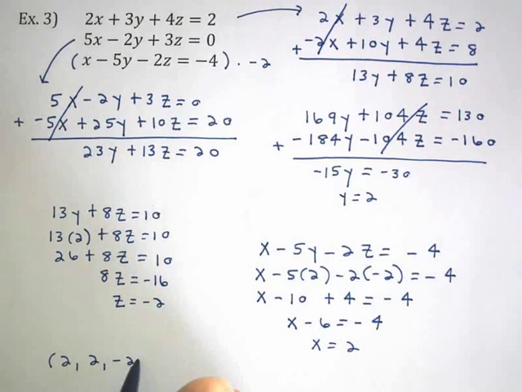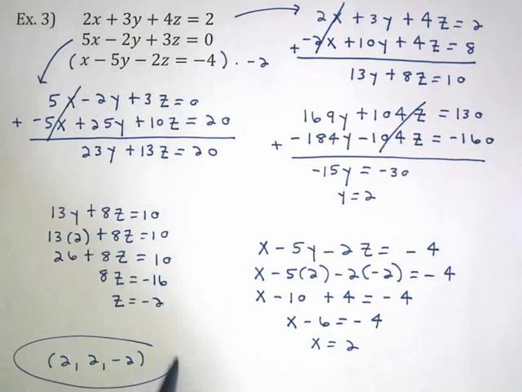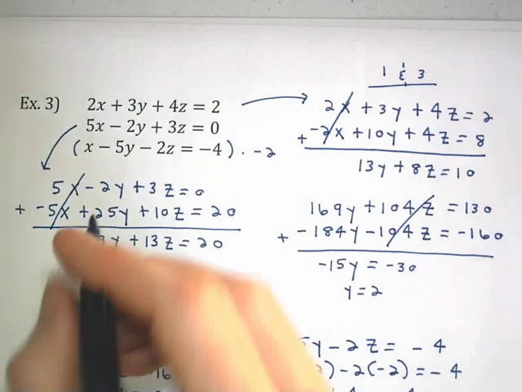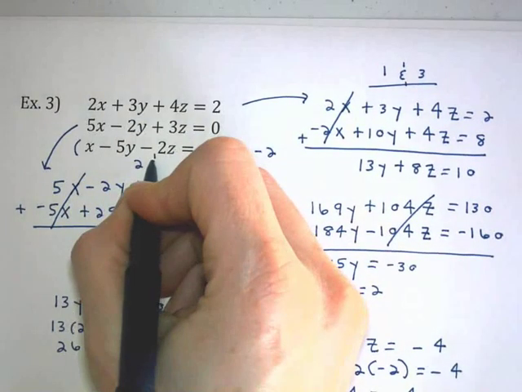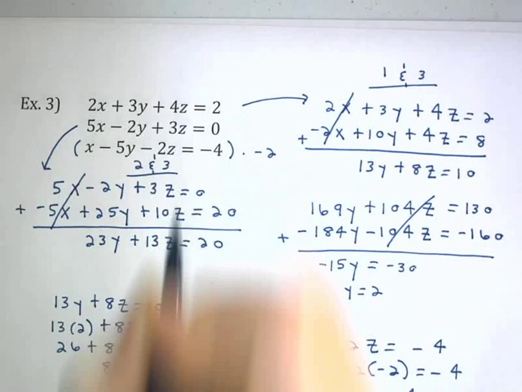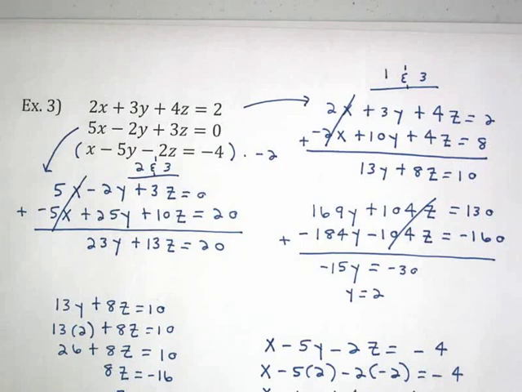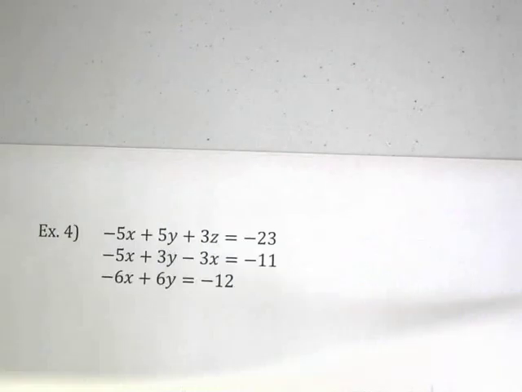So final answer to put it all together as an ordered triple is 2 for x, 2 for y, negative 2 for z. Just labeling my work here.